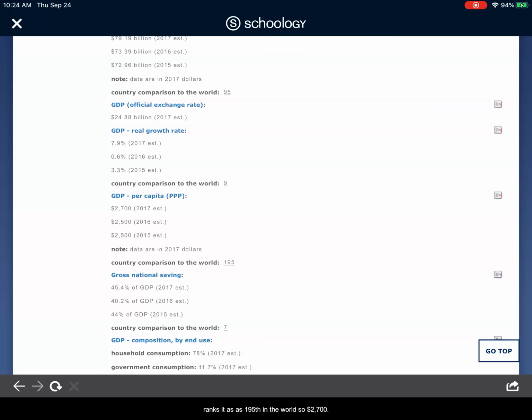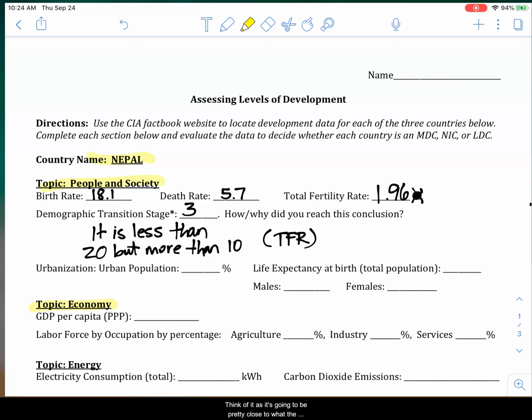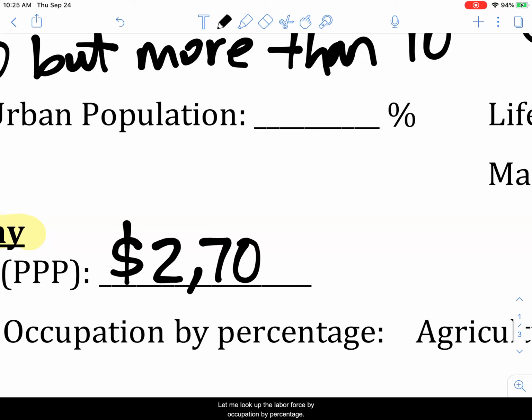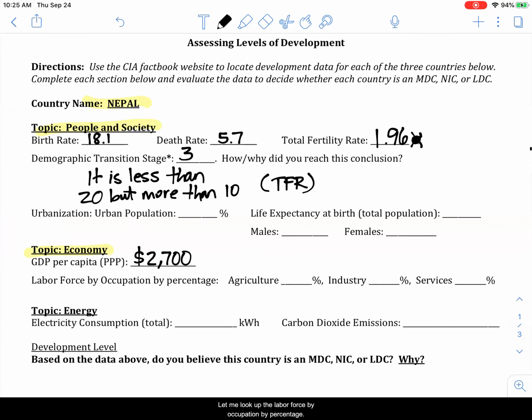So I see it's 2017 is the most recent year, $2,700, which ranks it as 195th in the world. So $2,700. Think of it as it's going to be pretty close to what the average salary is per person. That's not a very high salary.